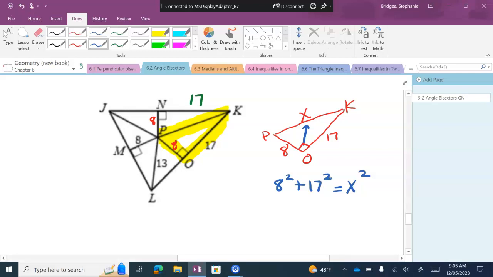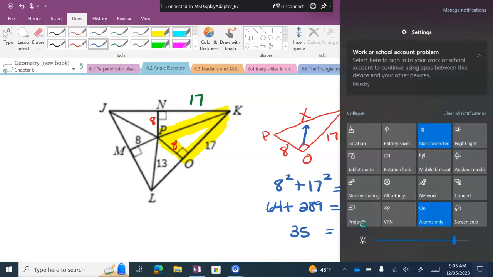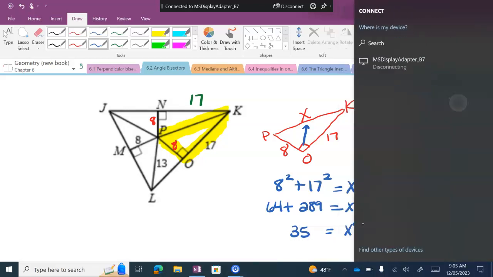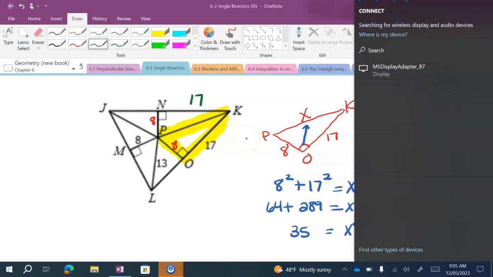So let's start working on it. Square 8, square 17, add those together. 353. And then, whoops. Of course it did. It's not been wanting to work all morning. So you're going to have x squared equals 353.